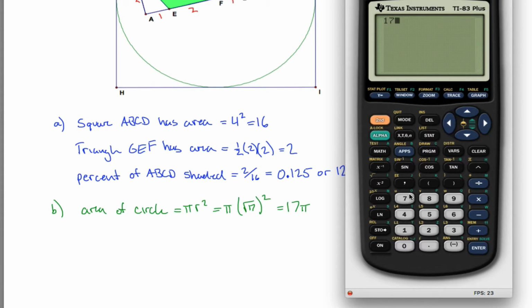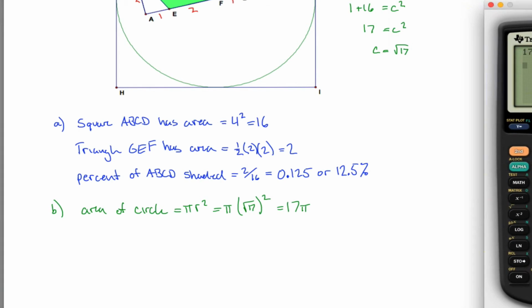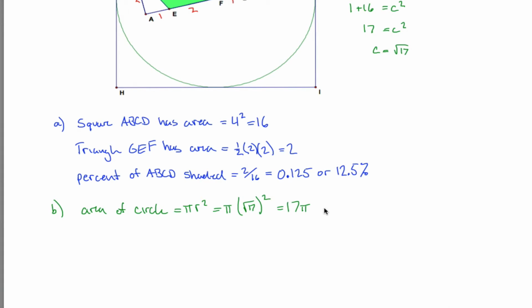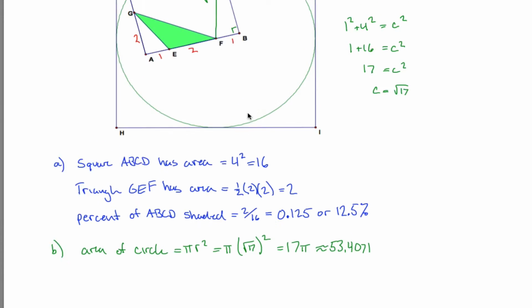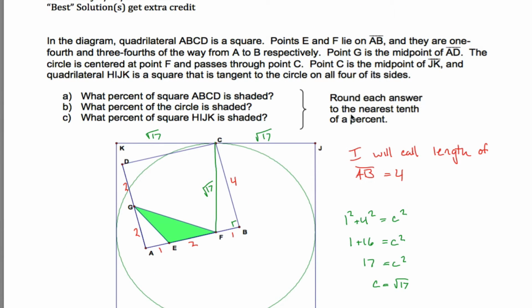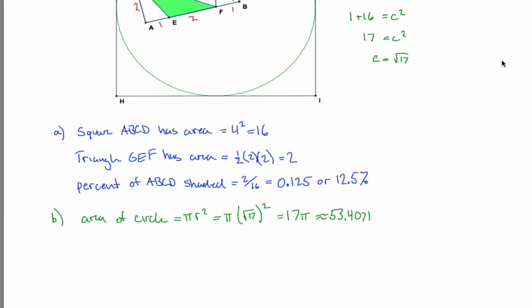I got 17 times pi, which most calculators have a button for. If I just hit enter, it says, yeah, that's about this. So, okay, this is about 53.4071 maybe, if I round it off to 4 decimal places. Does it tell me about rounding here? Round each answer to the nearest 1/10 of a percent. So that should work.